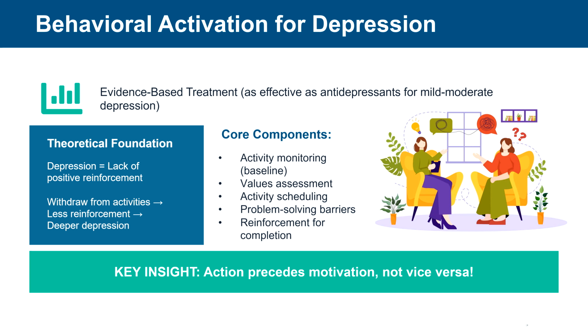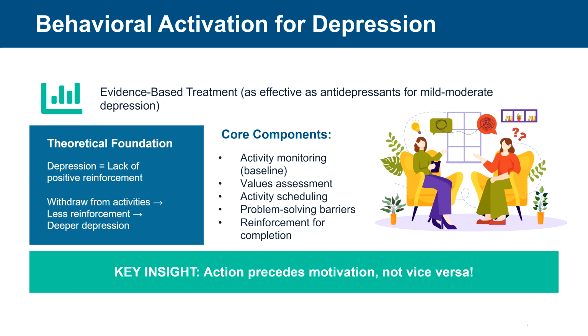Behavioral activation is a powerful application of operant conditioning for treating depression. Peter Lewinsohn developed a model of depression based on lack of positive reinforcement. When people become depressed, they withdraw from activities, which means they receive less positive reinforcement, which deepens the depression. This is a vicious cycle. Behavioral activation reverses this. We don't wait for motivation to return. Rather, we schedule activities first, and mood follows behavior, not the other way around.